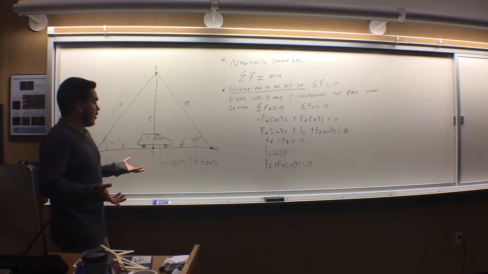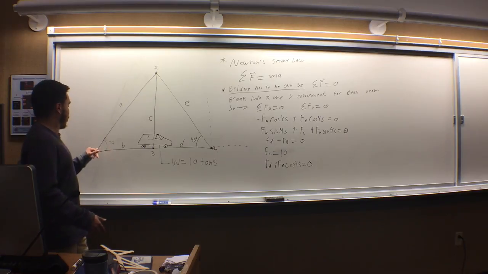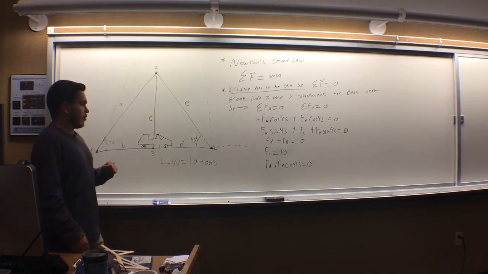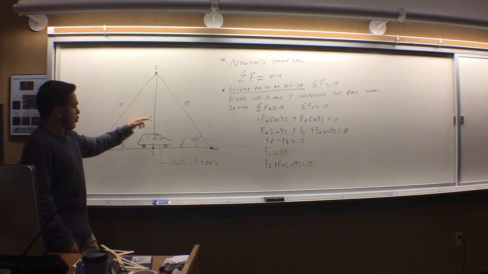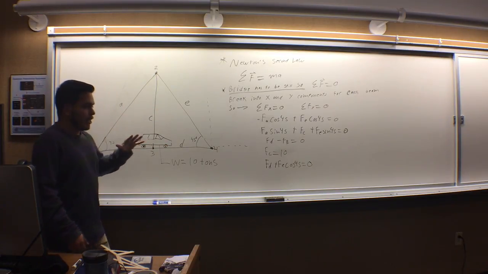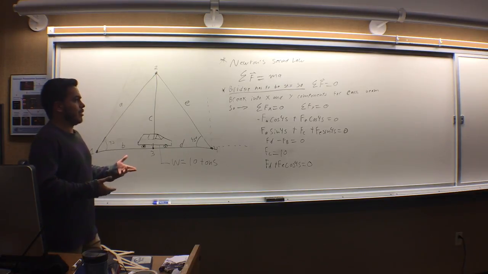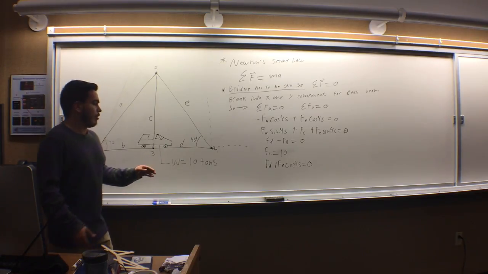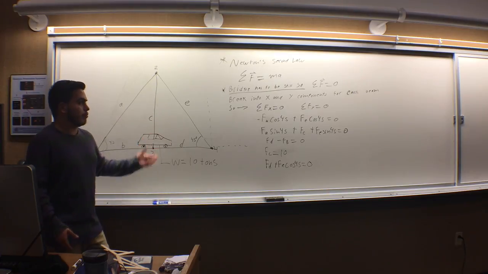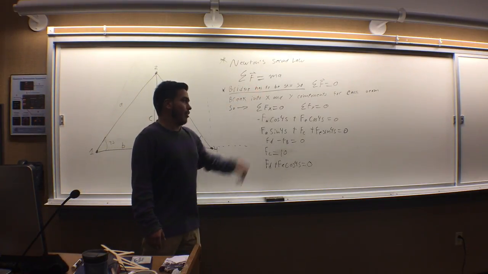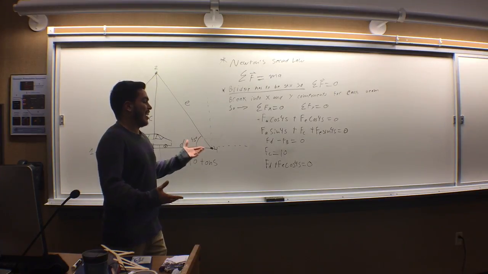So what we have is 1, 2, 3, and 4 joints, made up of 1, 2, 3, 4, and 5 beams. Now, what we need to do in this step is use Newton's second law to figure out the forces acting on each beam. And Newton's second law is force equals ma, which is mass times acceleration.